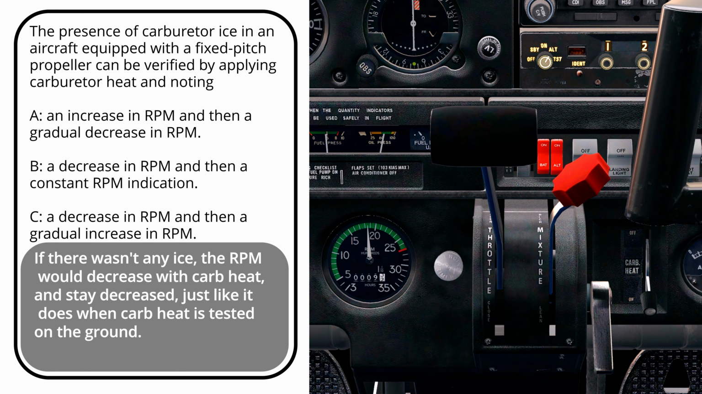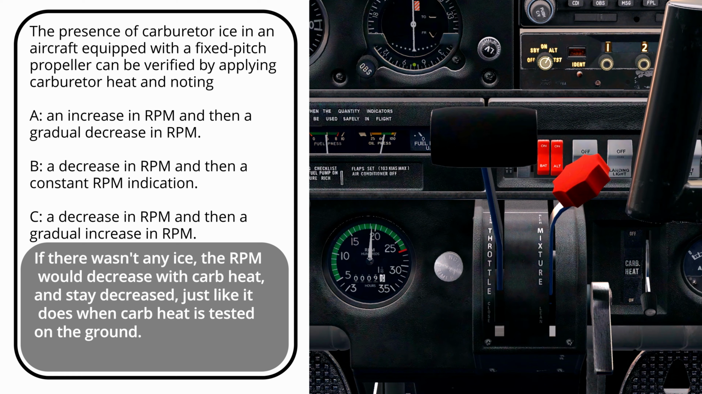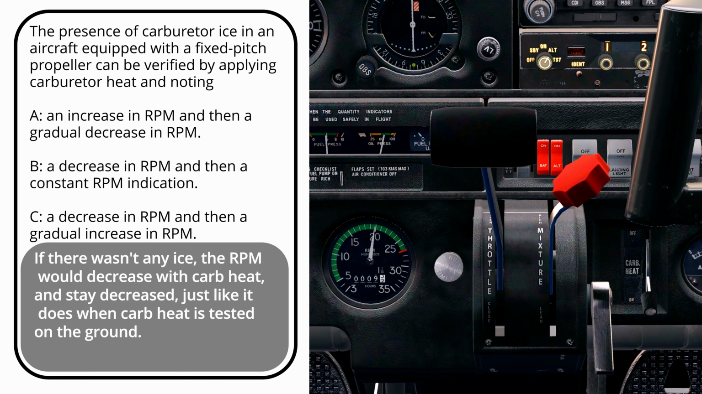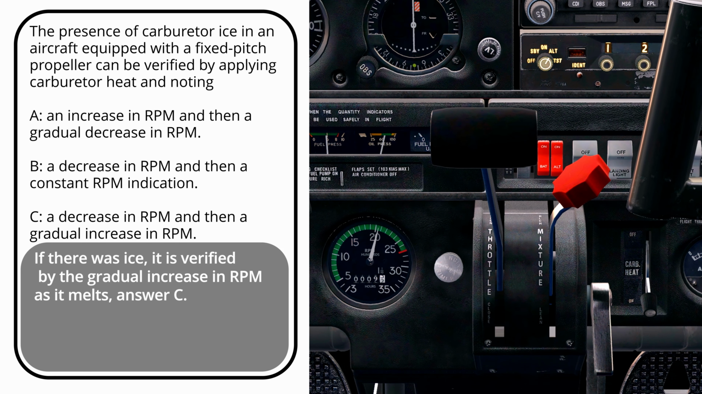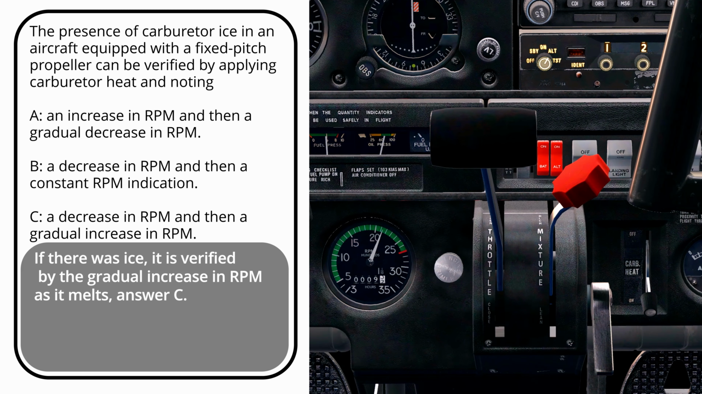If there wasn't any ice, the RPM would decrease with carb heat and stay decreased, just like it does when carb heat is tested on the ground. If there was ice, it is verified by the gradual increase in RPM as it melts.